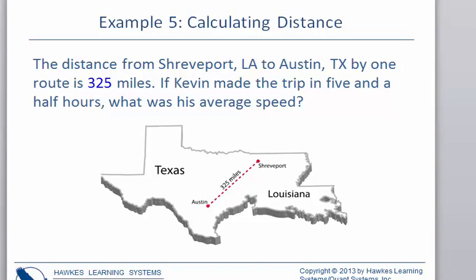This one says that the distance from Shreveport, Louisiana to Austin, Texas by one route is 325 miles. So right now, as we read through this, I'm going to jot down that the distance is 325 miles. If Kevin made the trip in 5.5 hours, so we know that the time is 5.5 hours, what is his average speed? And so we are trying to find the speed.